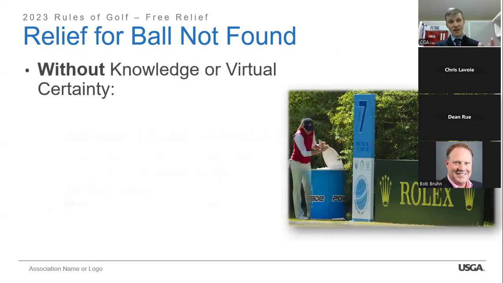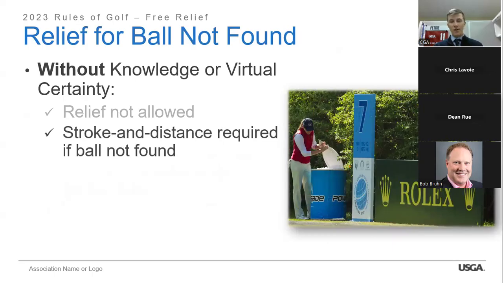And like I said, if we can't reach that knowledge or virtual certainty, we can't take relief in this case. And we're going to have to take stroke and distance for a ball not found. So we basically just lost that ball. And we're going to have to go back to where we played from and continue out the hole in that case. So you'll see here why that knowledge and virtual certainty is such an important qualifier for a lot of these rules. And we'll see it more often as we keep going here.